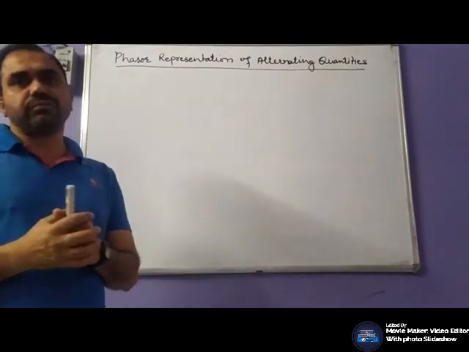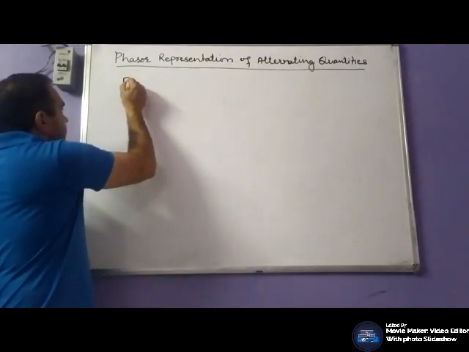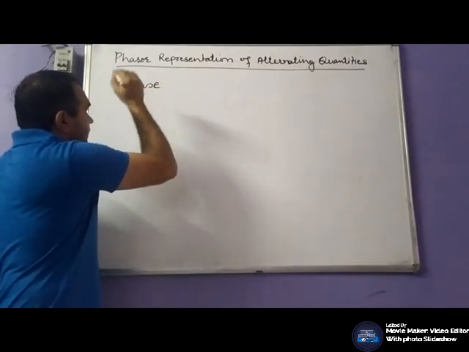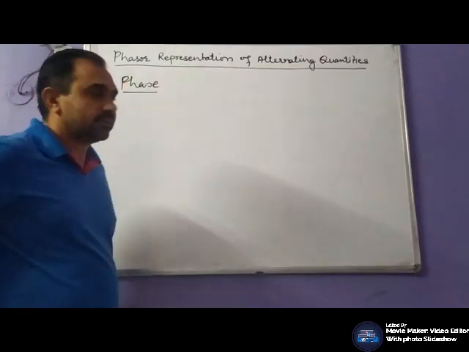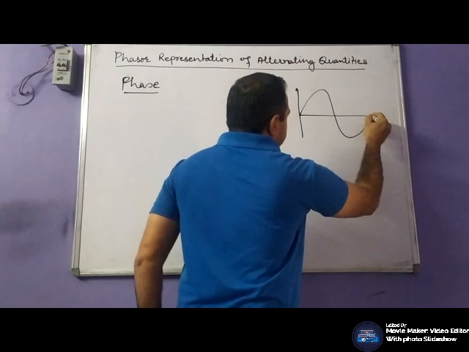Phasor representation of alternating quantities. Phasor representation, first, what is phase? For example, this is the alternating quantity.